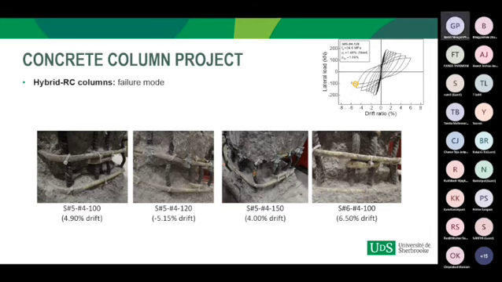And the failure of the first two columns was due to the fracture of the longitudinal steel bars, as we can see in this figure. The failure of the third column was due to the buckling of all the longitudinal steel bars, as can be seen from this figure. All the longitudinal steel bars were buckled, and there was a significant reduction in the lateral load also. And the fourth column failed due to the failure of the GFRP cross tie.